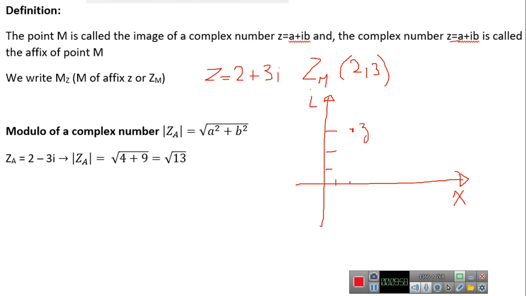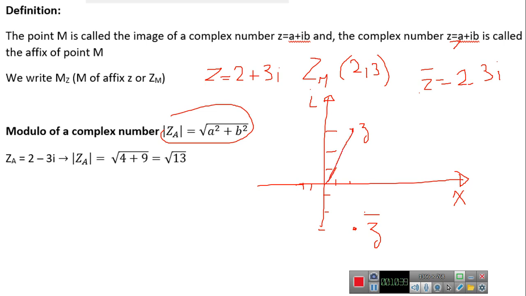So here you have 2 and 3. So this will be z. And if you take z bar of this number, which is equal to minus 3i, it will be symmetric with respect to the y-axis. Why? Because you're going to have the same x. For example, sorry, here it's symmetric with respect to the x-axis, not the y-axis. You have the same x but different y. So always z and z bar are symmetric with respect to the x-axis.